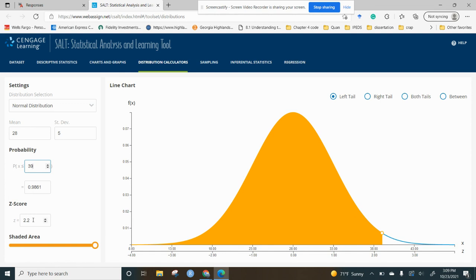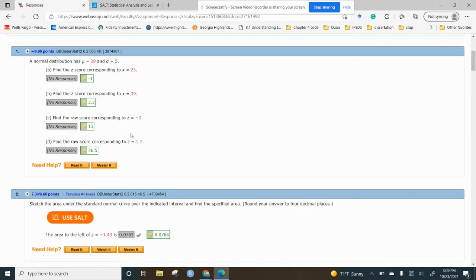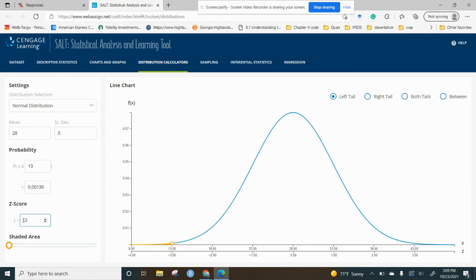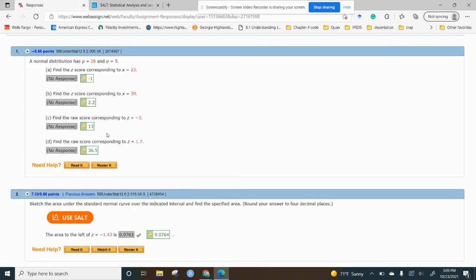Let's do one more. If it says give me the raw score where the z-score is negative 3, I put my negative 3 in, and it shows me it's going to be 13. It did it for me, so I can do it backwards and forwards. It gives me 13.